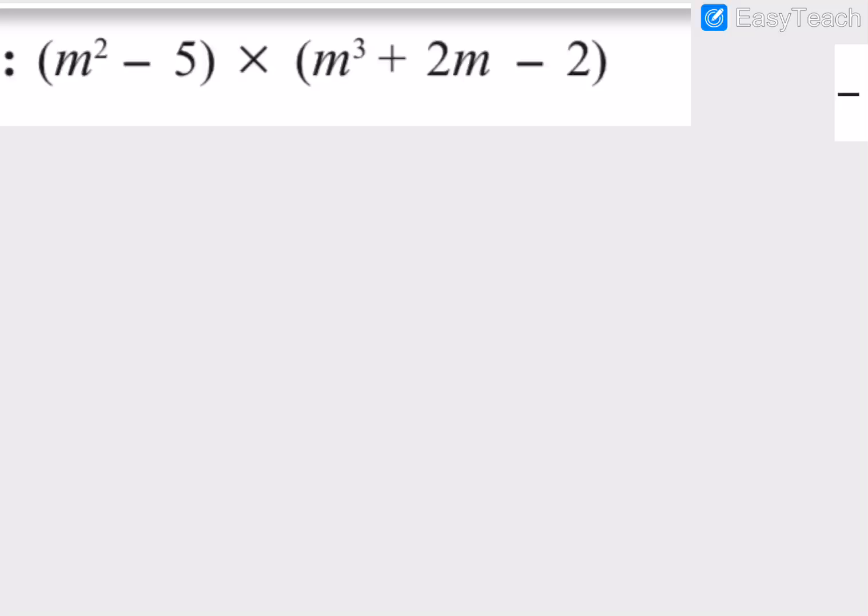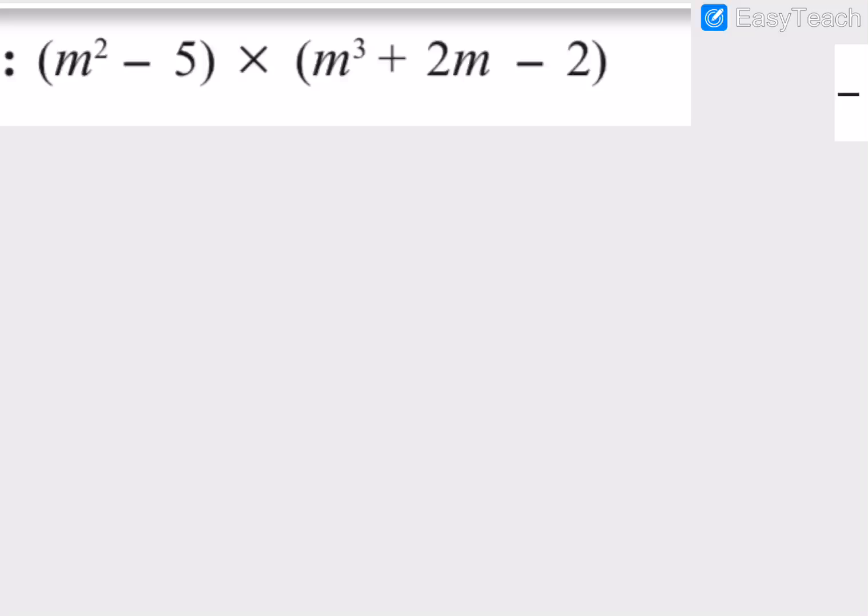How will we do it? So here two terms are there inside the bracket, so we will have to multiply each term of the second polynomial. This is the first polynomial and this one, m cube plus 2m minus 2, is the second polynomial. So while opening the bracket, we will have to multiply each term of the first polynomial with the second polynomial. That is, all the terms of this polynomial must be multiplied with all the terms of this polynomial.